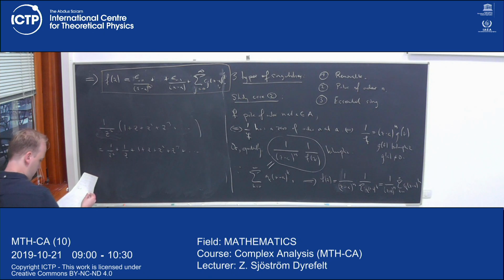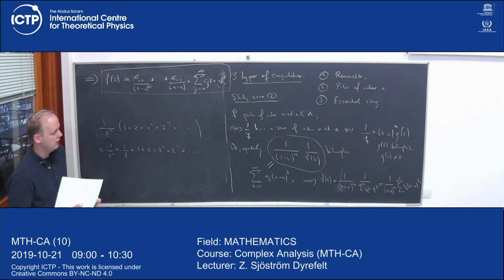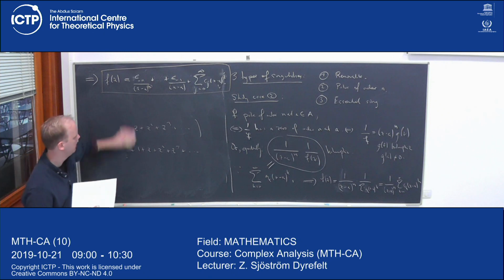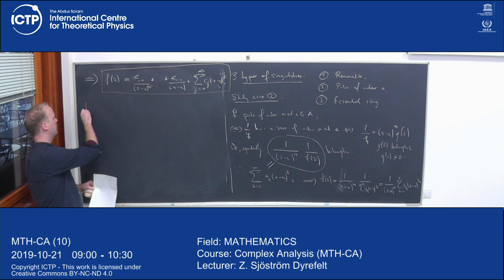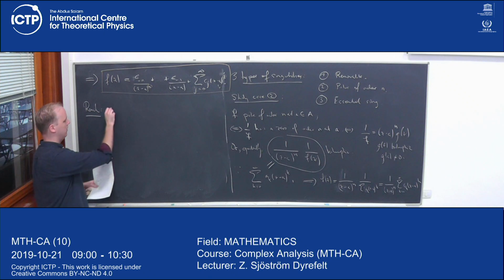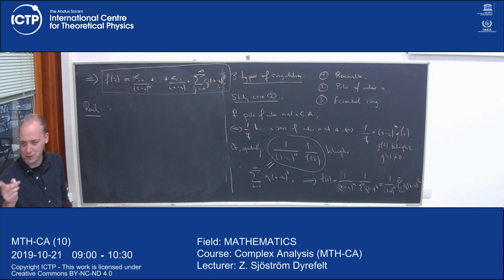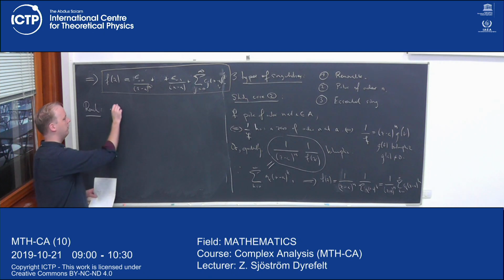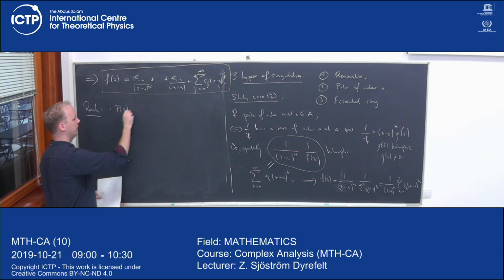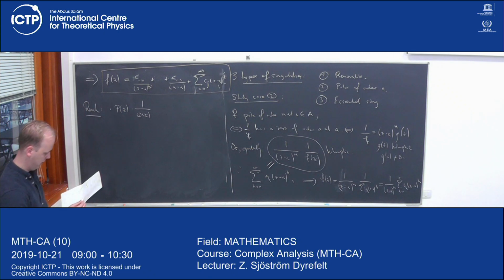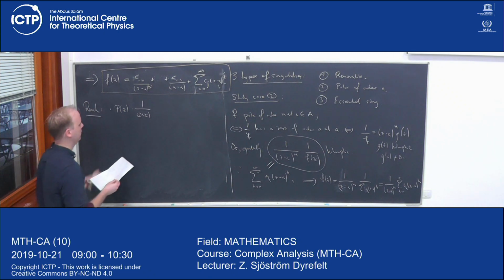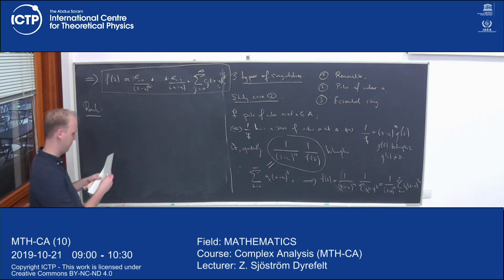So let me maybe address this concern. Before we go on, let's have this general remark. Let me address your question about the radius of convergence. If you have p of z times 1 over q of z... No, actually, let me not do this. Let me do this later. Let me do something else.